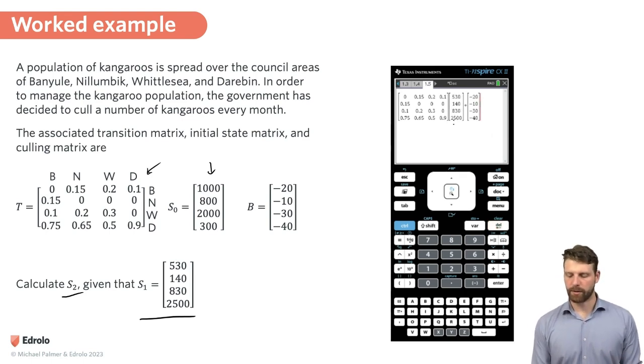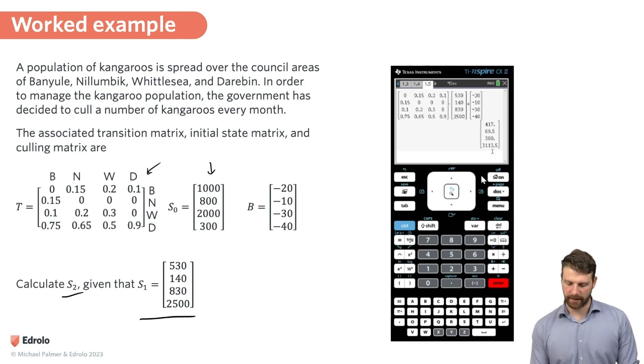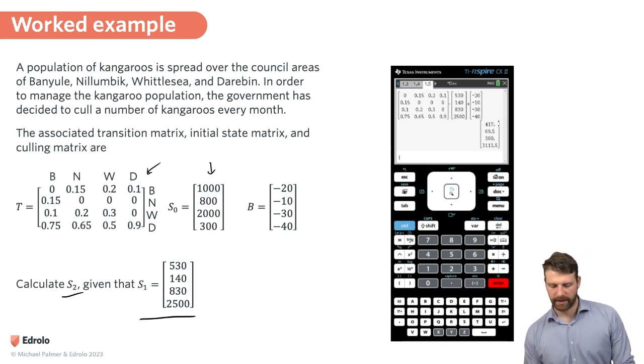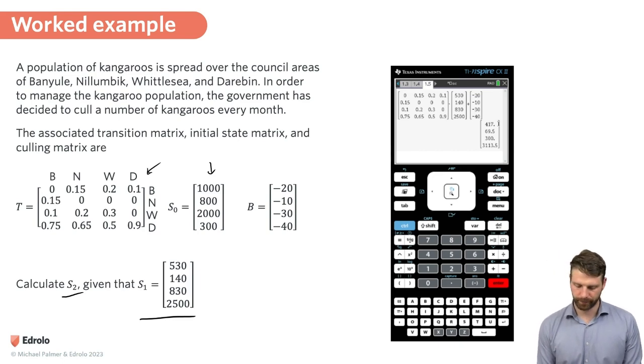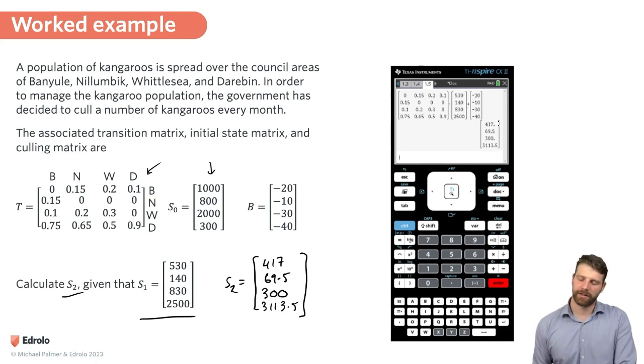Okay, there we go. So I've got the transition matrix times S1, and then adding the culling matrix gives me S2, which is 417 in Banyule, 69.5, so that'd be 70 in Nillumbik, and then 300 in Whittlesea and 3,113 in Darebin. So there we go. Let's write it down. I haven't been asked to round here, so I'm not going to, because this is just a model of the population. I know that I can't have half a kangaroo, so we're just predicting around this number.